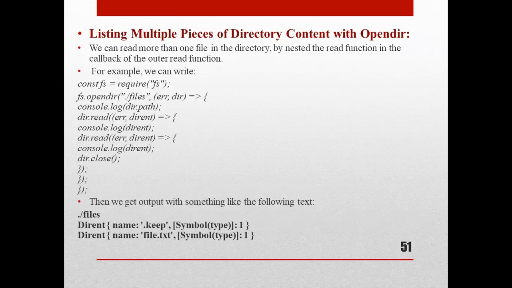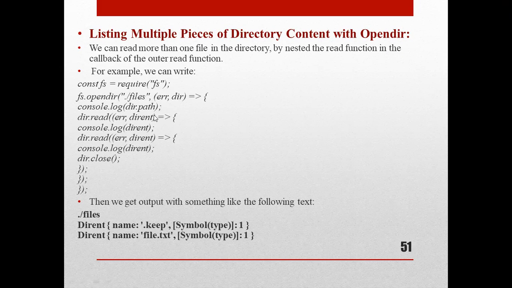Then, listing multiple pieces of directory content with opendir. If there is a directory, like abc1, and inside the directory there are multiple directories or multiple files, how do we list the elements from that directory? Here is one example. Write const fs equals require fs, then fs.opendir with parameters like path name and a callback with err, if there is any error, and dir. Inside the callback, console.log dir.path. First it will print the path.